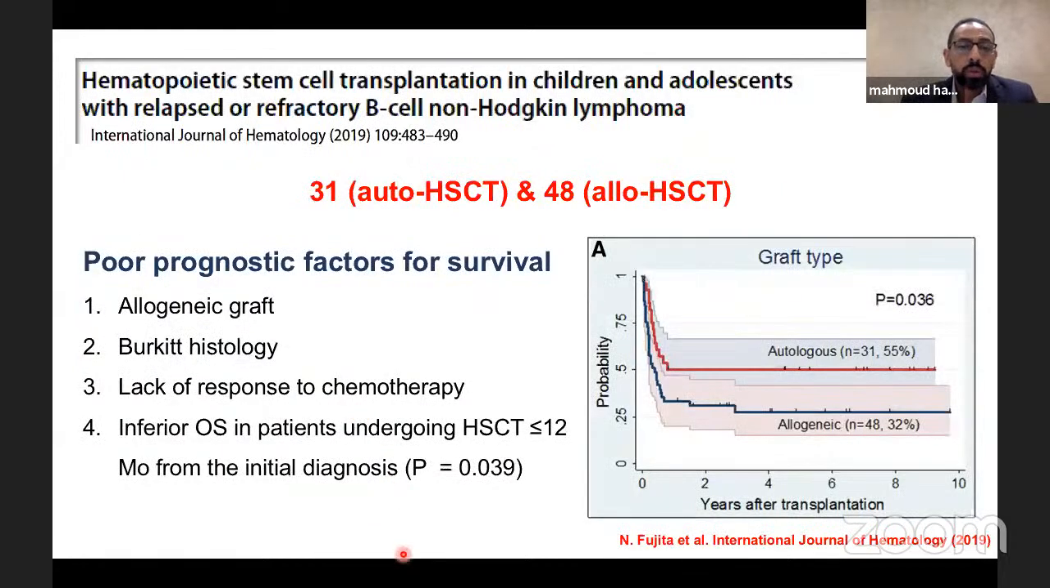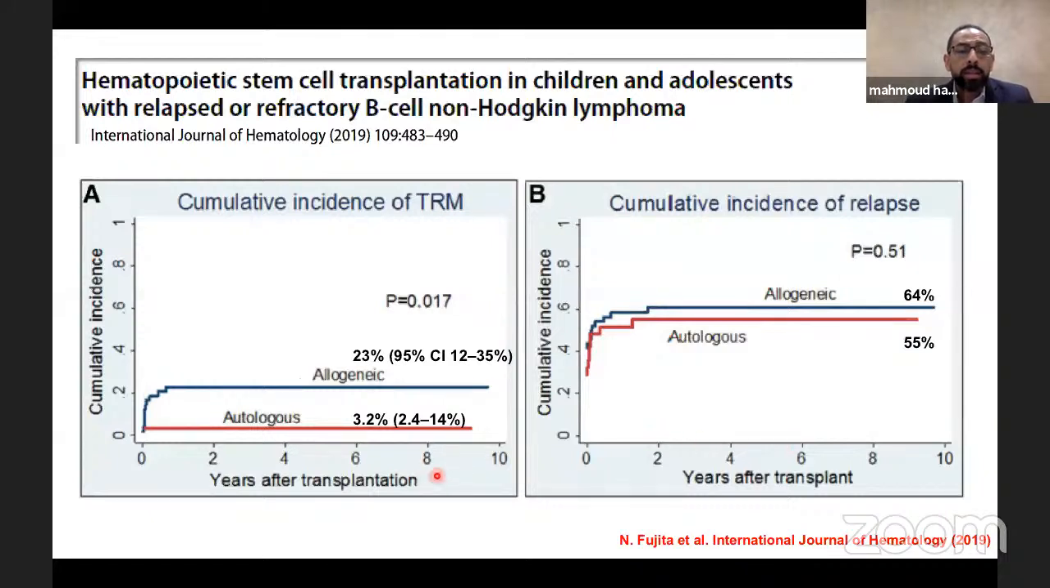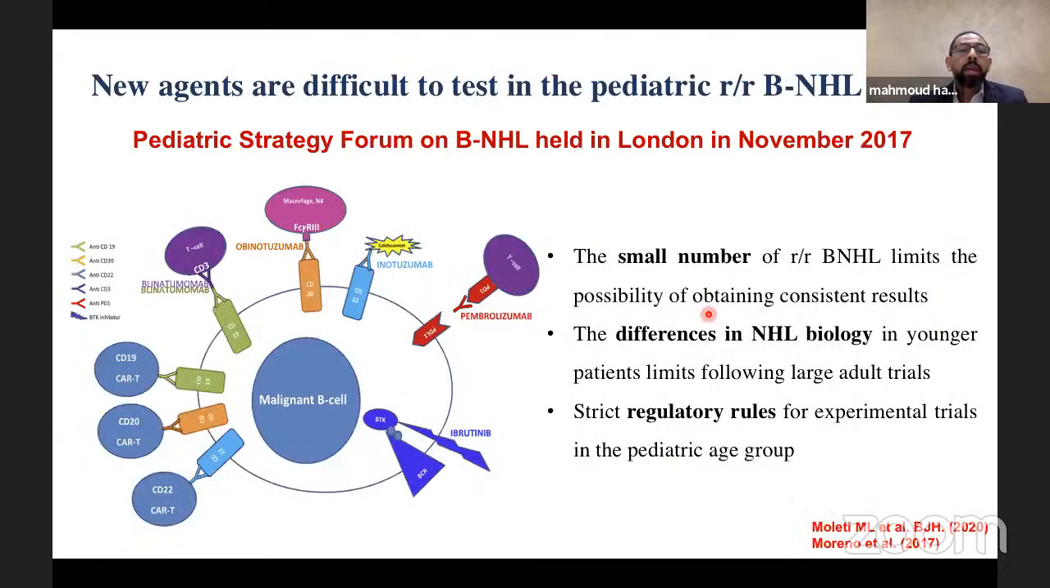This study also included a Japanese study, with a decent number of autologous and allogenic transplants, and they found an inferior outcome for Burkitt patients who were transplanted with allogenic transplantation compared to autologous. In their analysis, we can see that this could be related mainly to the transplant-related mortalities, which were higher in the allogenic group, but the incidence of relapse was almost comparable between allogenic and autologous stem cell transplantation.